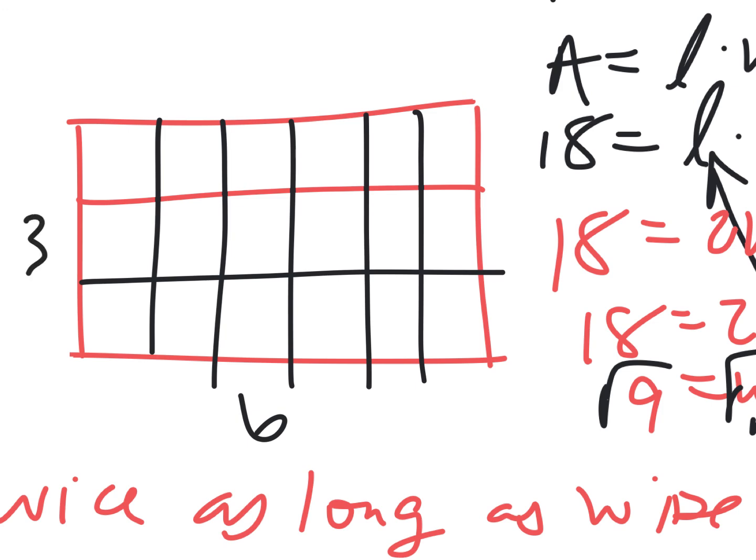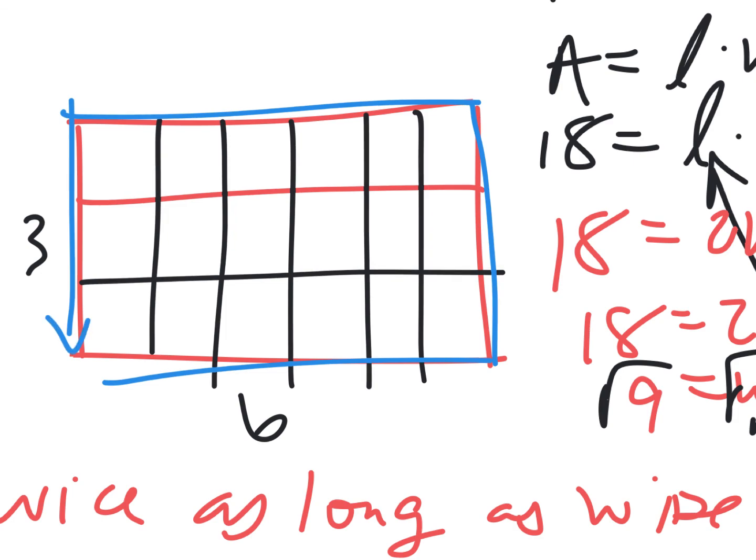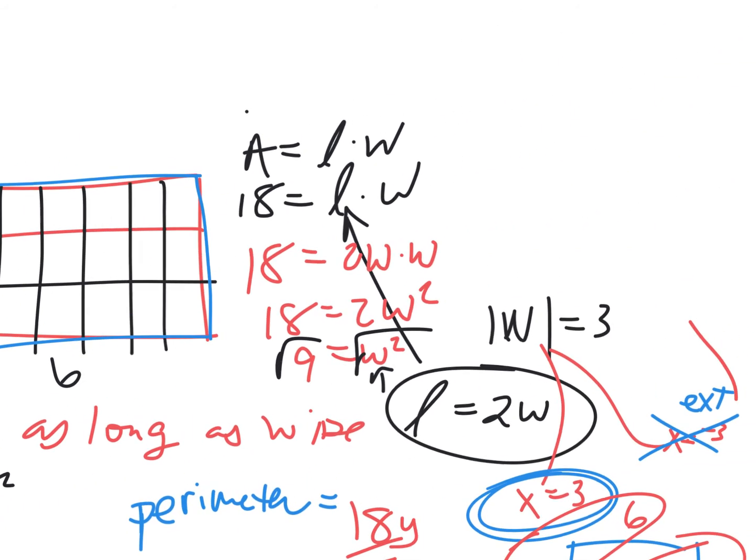And now the volume, or not, the perimeter. Perimeters aren't squares. Perimeters are distances. Do you get that distances aren't squares? Yeah. There you go. Okay.